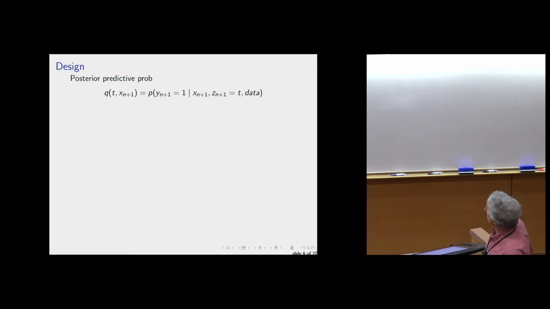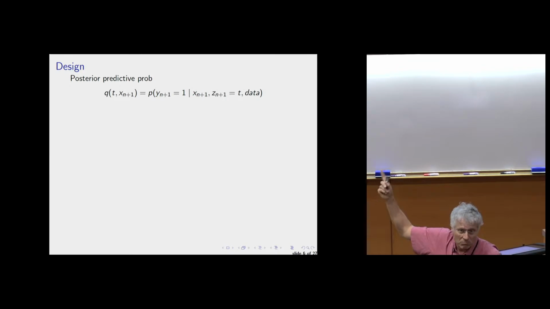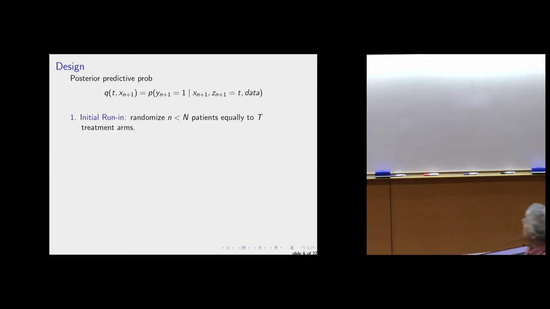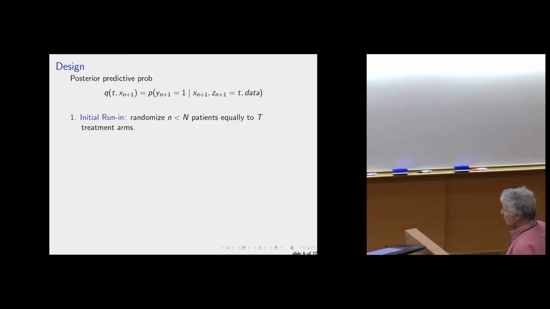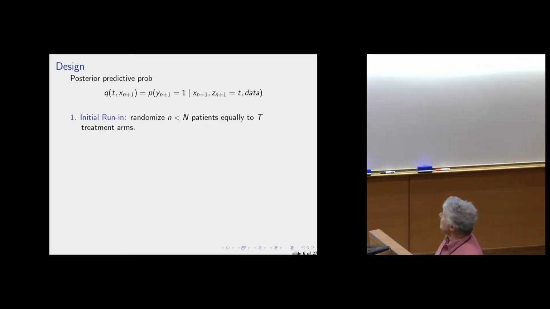This is just the posterior predictive probability of success for the next patient under a particular treatment, averaging in particular over the random partition, which you can do. Then here's now the actual design.